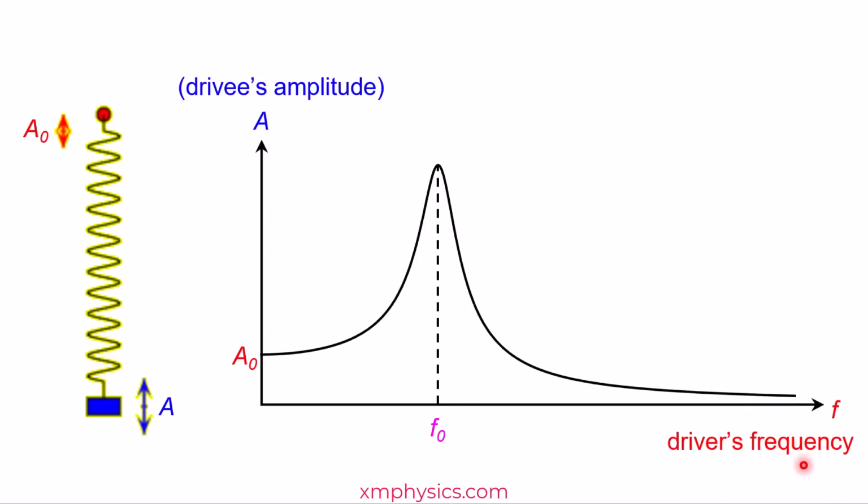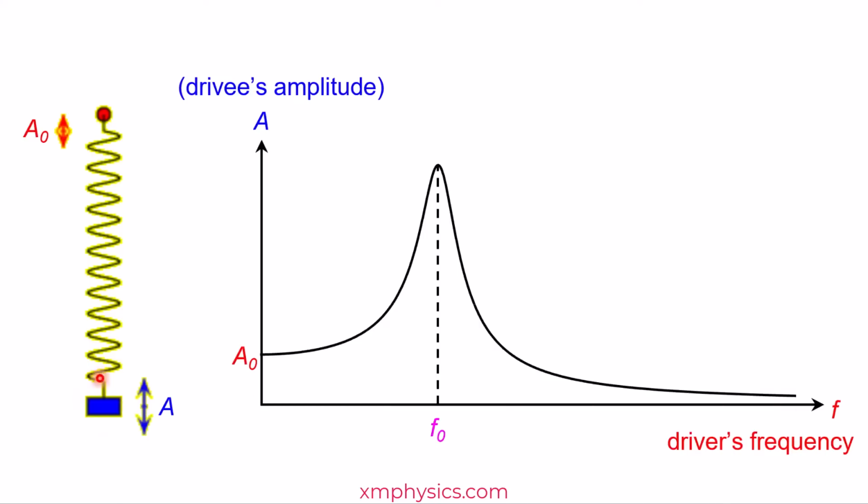What the graph shows is that when the driving frequency is too low, when the driving frequency approaches zero, the forced oscillation will have an amplitude of A0, which means when the driver is oscillating at a very low frequency, the drivee will also be oscillating at the same low frequency and at the same amplitude too. At the other end of the graph, when the driver frequency is too high, the drivee's amplitude approaches zero, which means the drivee will also be oscillating at the same high frequency, but with practically zero amplitude.